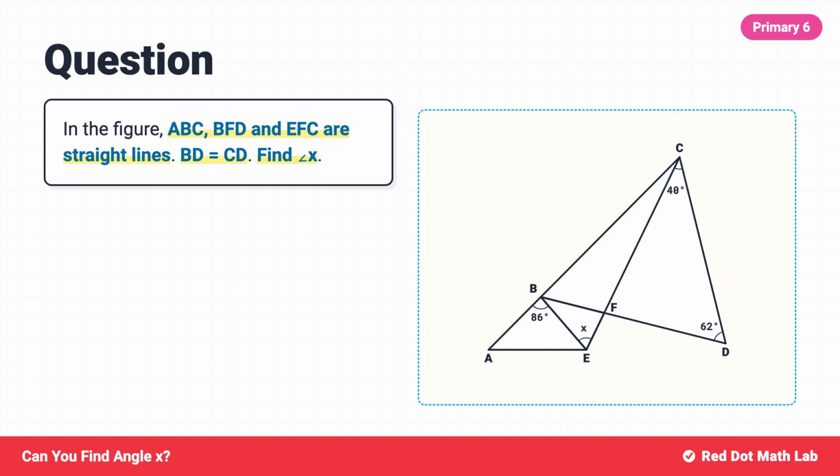At B, angle ABE is 86 degrees. At C, angle FCD is 40 degrees. At D, angle BDC is 62 degrees. And there is our mystery angle X sitting at E, between EB and EF.